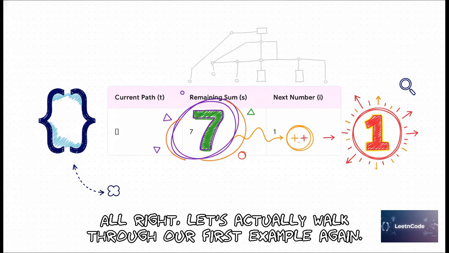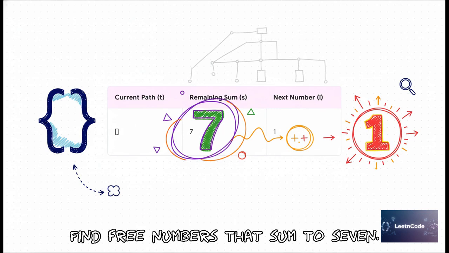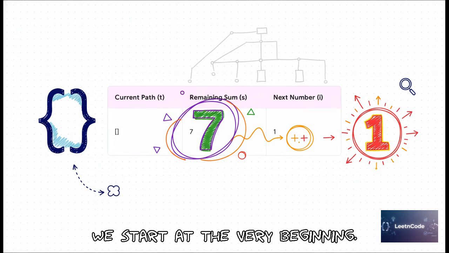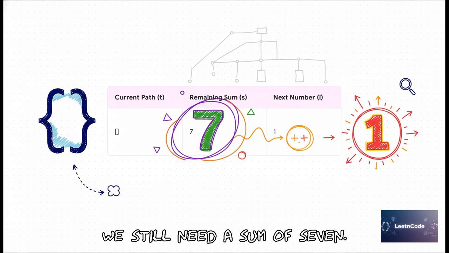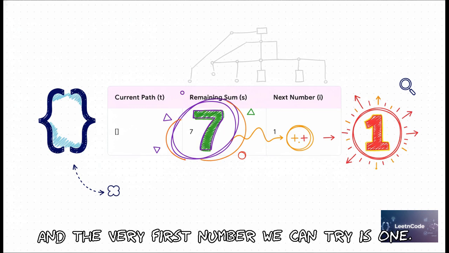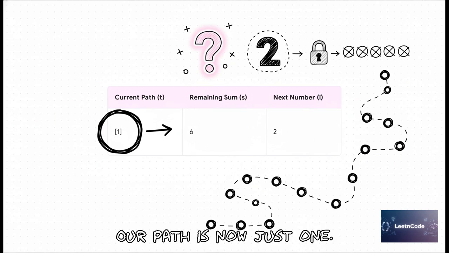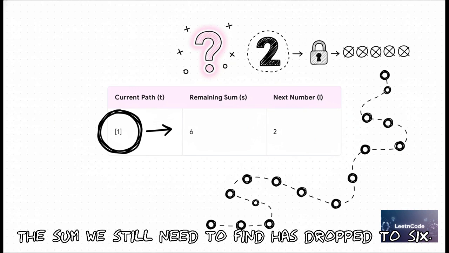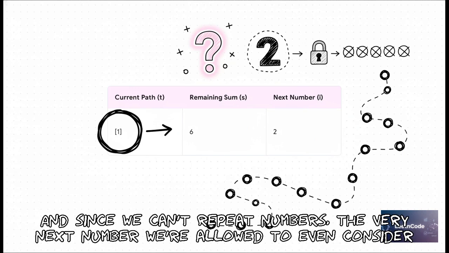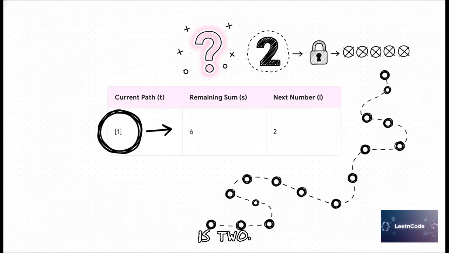All right, let's actually walk through our first example again. Find three numbers that sum to 7. We start at the very beginning. Our path is empty, we still need a sum of 7, and the very first number we can try is 1. Okay, step 1, we choose the number 1. Our path is now just 1. The sum we still need to find has dropped to 6. And since we can't repeat numbers, the very next number we're allowed to even consider is 2.